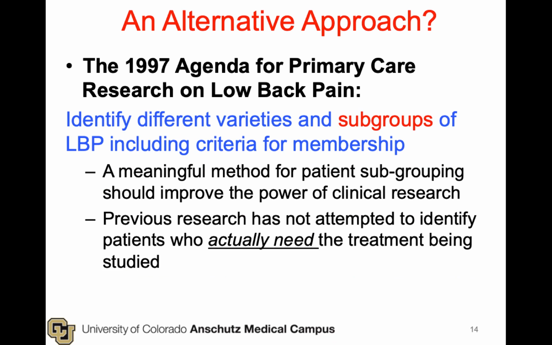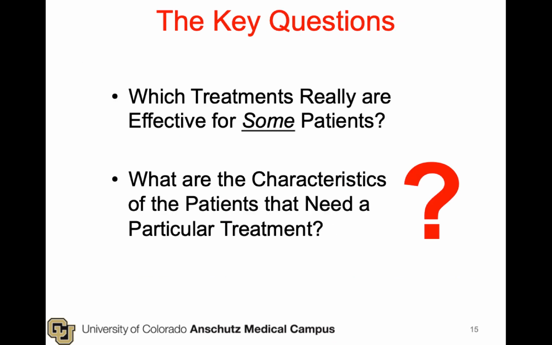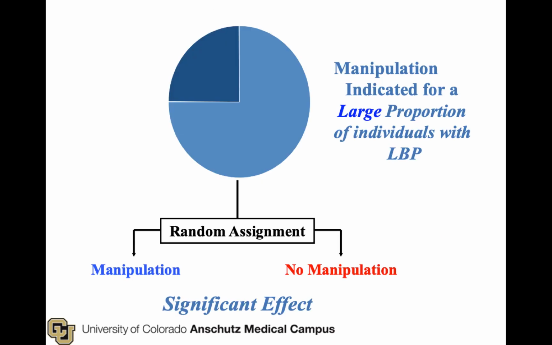So an alternative approach really started in the late 1990s with an agenda for primary care research on low back pain, where they signaled that we should really work on identifying different varieties and subgroups of low back pain, including criteria for membership. A meaningful method for patient subgrouping could improve the power of clinical research, because previous research had not attempted to identify which patients actually need the treatment being studied in physical therapy, for example, manipulation or exercise or traction. So the key questions are: which treatments really are effective for some patients, and what are the characteristics of the patients that need a particular treatment?